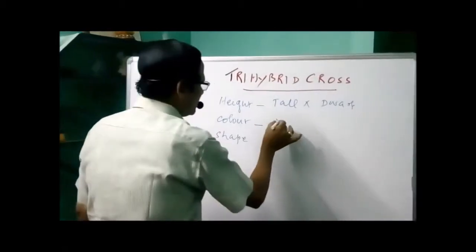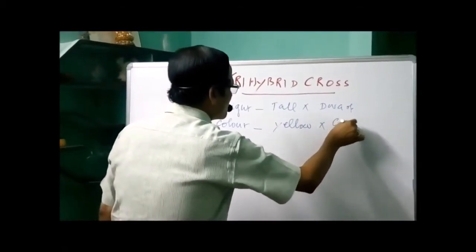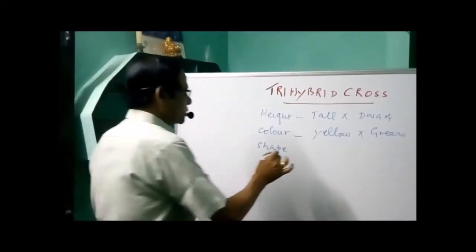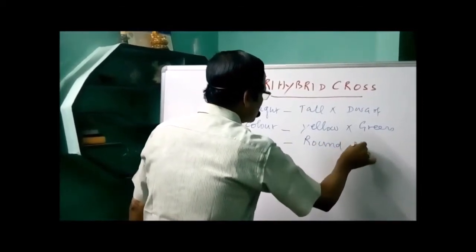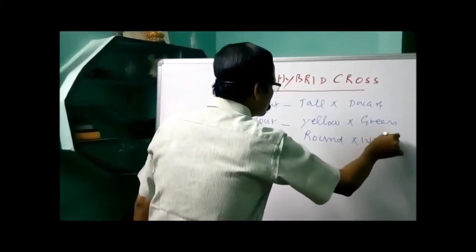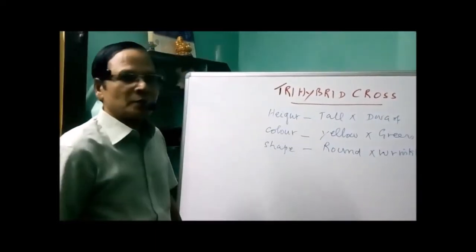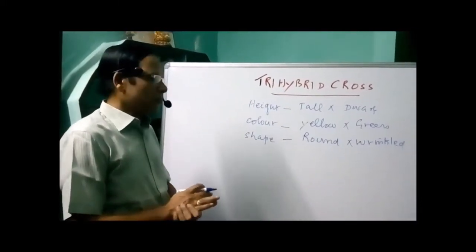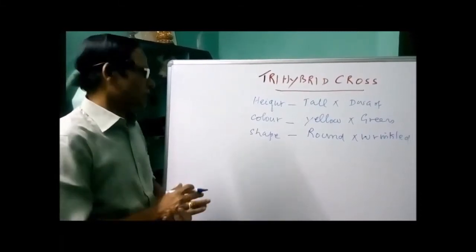And color, yellow and green. If you're taking the shape of the seed, there are two varieties. One is round, another one is wrinkled. So in trihybrid cross, we are taking three pairs of contrasting characters. How far are these characters transmitted and inherited? So we are taking three pairs of characters simultaneously.